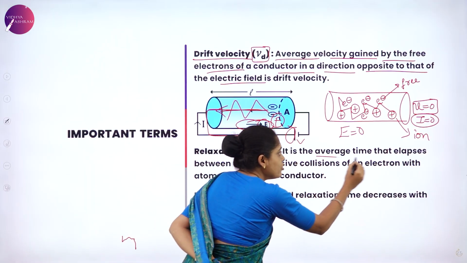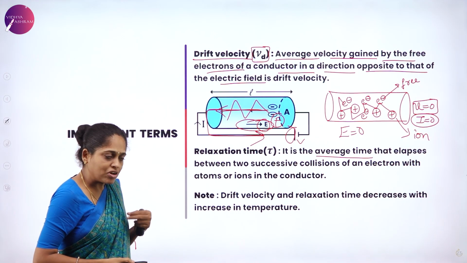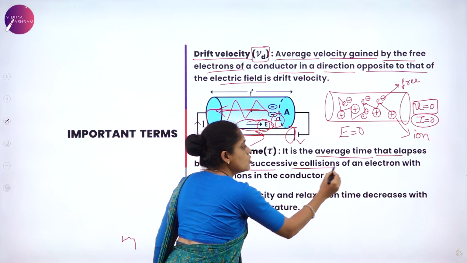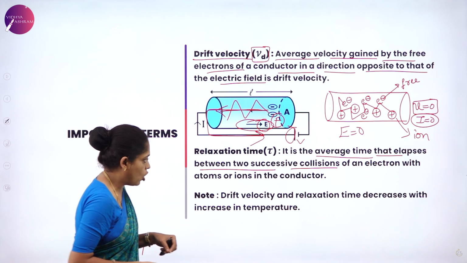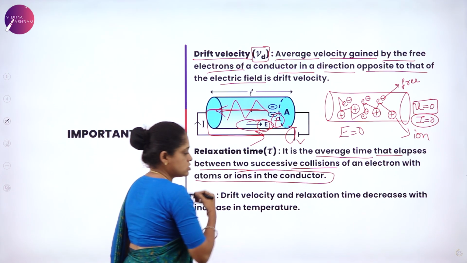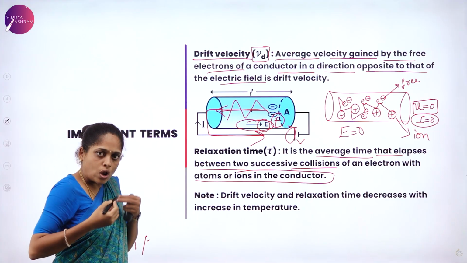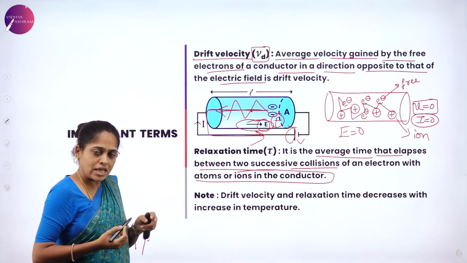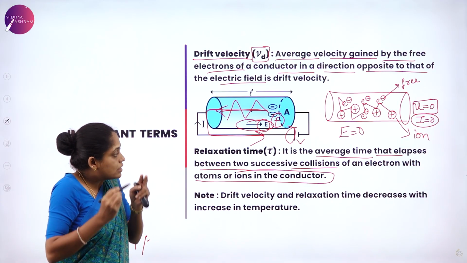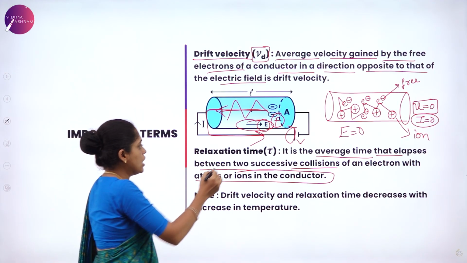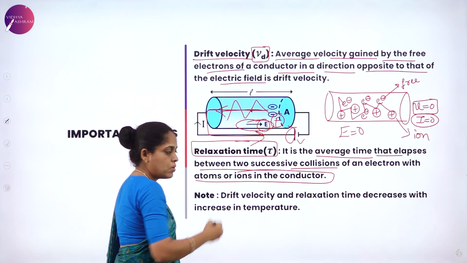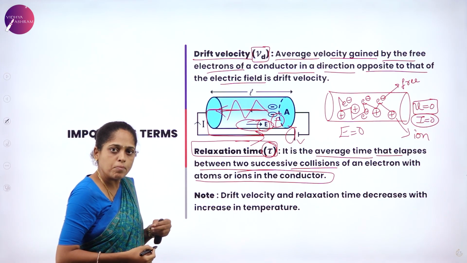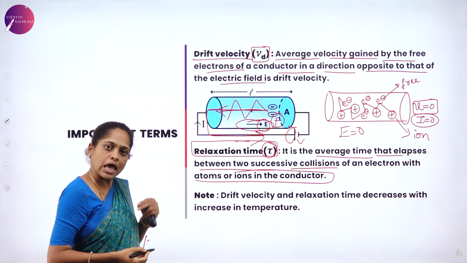And what is relaxation time? It is the average time between two successive collisions of an electron with the ions. When the electron collides with a positive ion, between the two successive collisions, it accelerates. The time between the two collisions is known as relaxation time, and it is denoted by tau. Tau is the symbol of relaxation time.